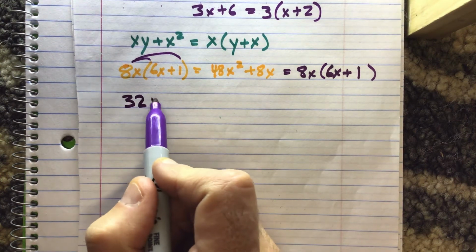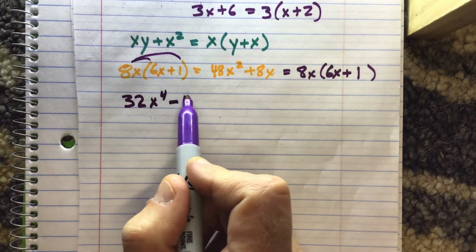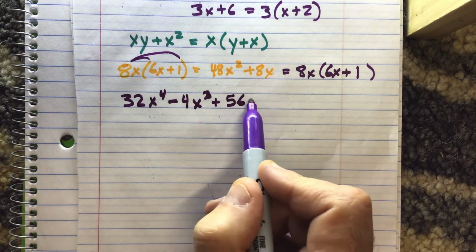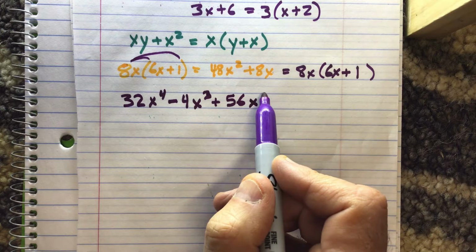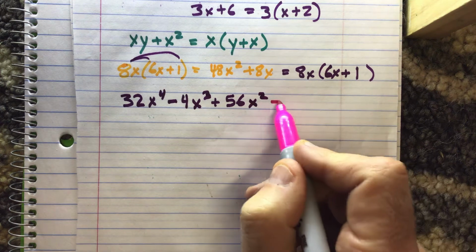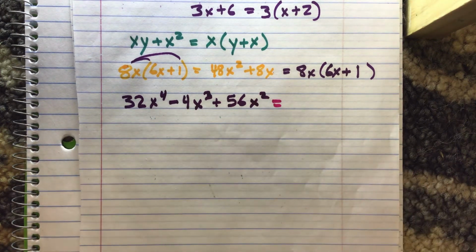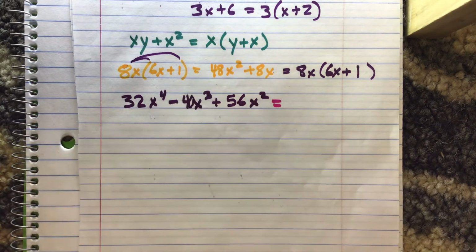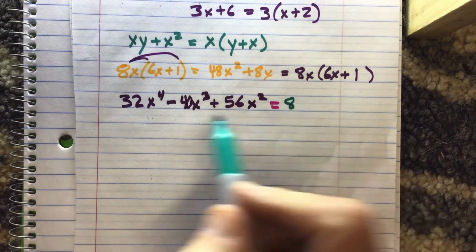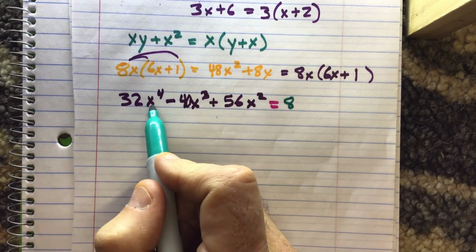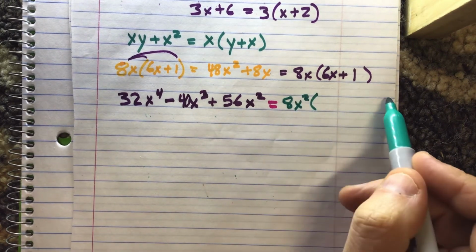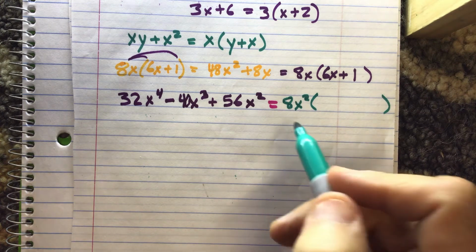32x to the 4th minus 40x to the 3rd plus 56x to the 2nd. If you were asked to factor out a common factor, what do all of these terms have in common? Oops, this was a 40. That would be 8, because 8 goes into 32, 8 goes into 40, and 8 goes into 56. So I can factor an 8 out of all of these. This has 4 x's, this has 3 x's, this has 2 x's. So the most that they all have is 2. So we're trying to take out the most that they all have in common.